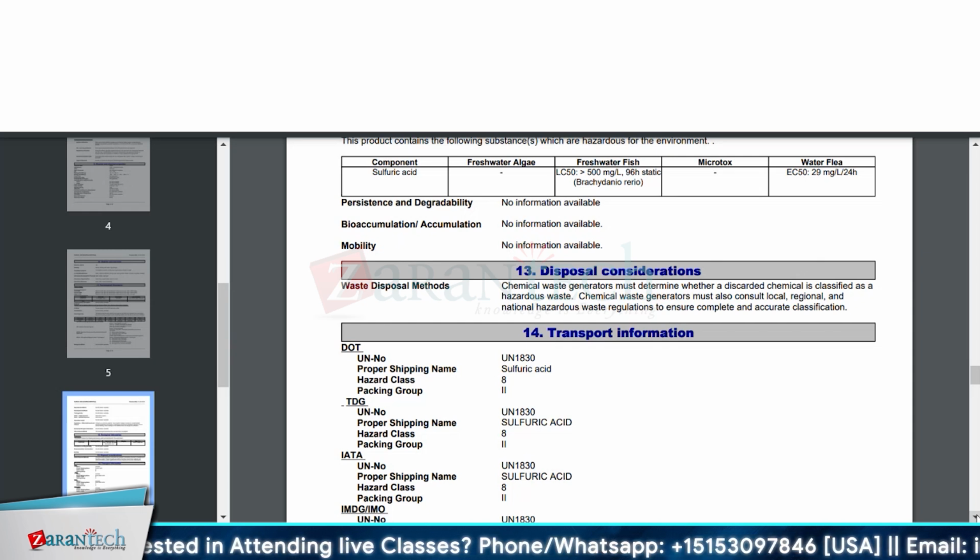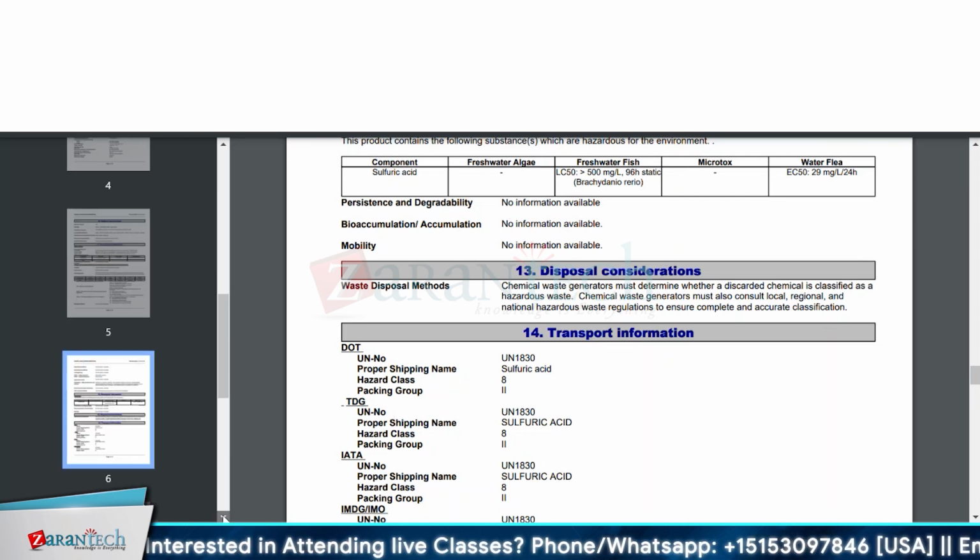So section 13 is disposal considerations. If that chemical is there, how do you dispose of it after usage? You have to dispose of that chemical, right? So we talk about it in section 13. Next, section 14 is transport information. You know this, right? How to transport, the transport guidelines, everything will be put in section 14. Clear?